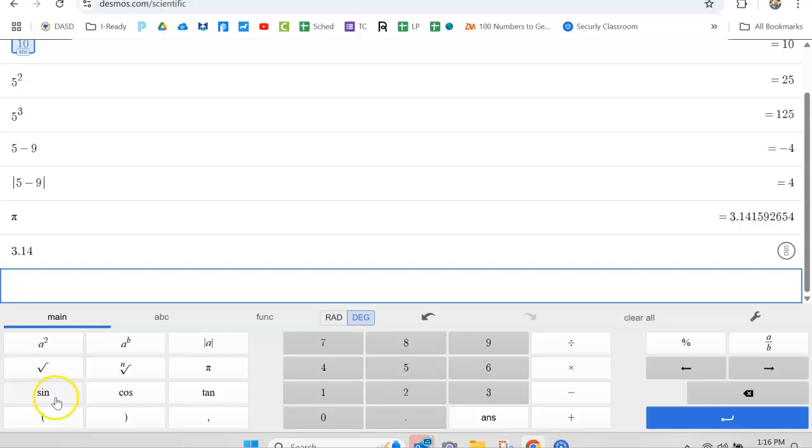The next row, you see SIN, COS, and TAN. Those stand for sine, cosine, and tangent. Those are for advanced levels of math involving geometry. You are not going to need to use any one of those keys. And then in the last row, we have parentheses and we have a comma.